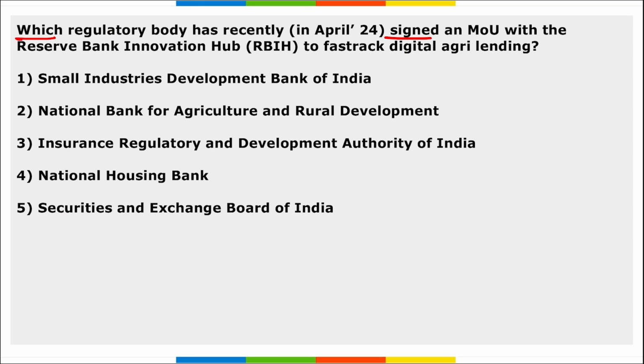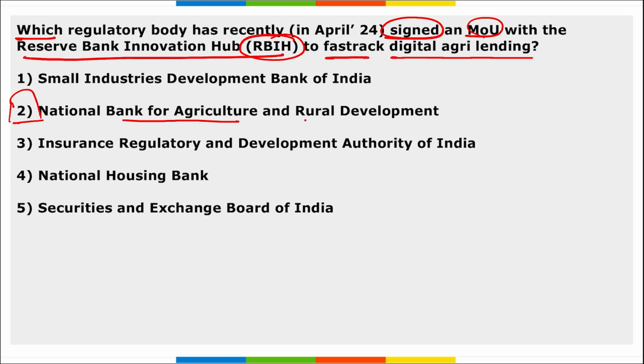Which regulatory body has recently signed an MOU with the Reserve Bank Innovation Hub to fast-track digital agriculture lending? So it is NABARD, National Bank for Agriculture and Rural Development. They have recently signed an MOU with Reserve Bank Innovation Hub to fast-track the digital agriculture lending process. With the digitization of agriculture lending, the collaboration will help in simplifying the loan process, and it will reduce the turnaround time for loans from 3 to 4 weeks to just 5 minutes, and it will be benefiting more than 12 crore farmers.